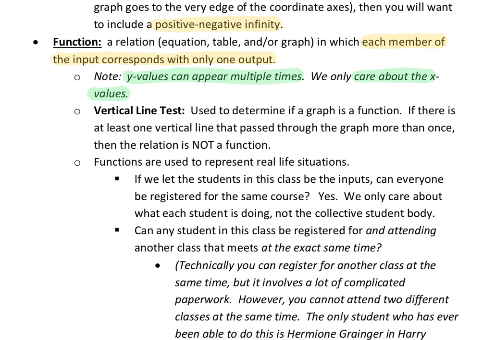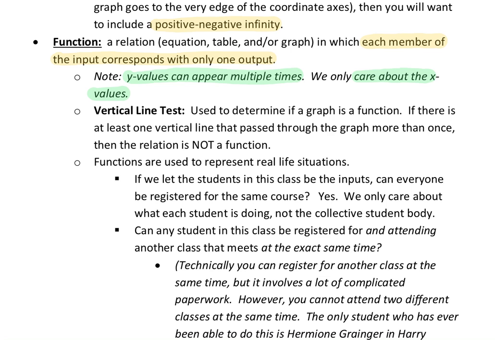Okay, so kind of the way that I like to think about it is, everybody can go to the same location. Hell, we can carpool. But on the other hand, you cannot go to two different locations at the same time. If we think about the people being the inputs and where we're going as the outputs, that is what we're talking about when we talk about functions.